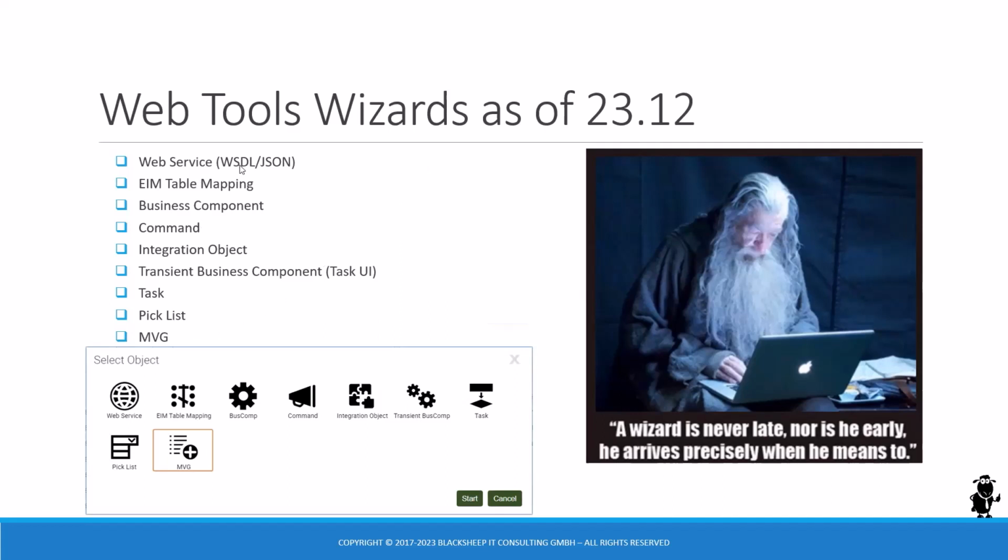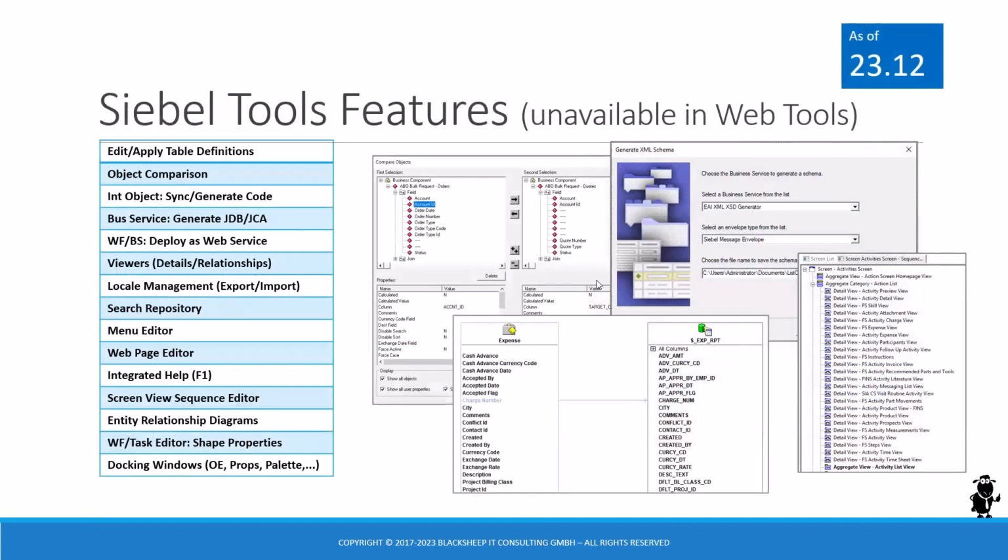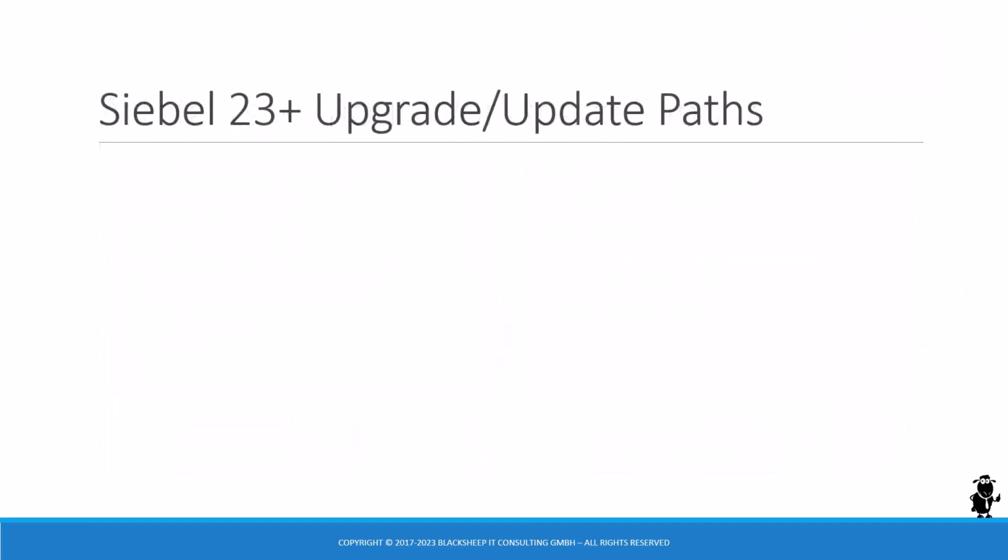But the JSON import wizard is much better actually in Web Tools than in Siebel Tools. You have to do a cumbersome setup in Siebel Tools, file transport folders and whatnot, and CFG files. And in Siebel Web Tools, it just works. Okay, that we have discussed already.